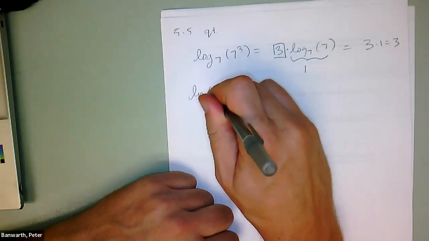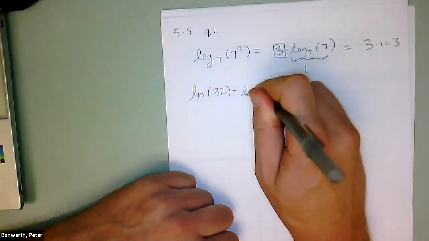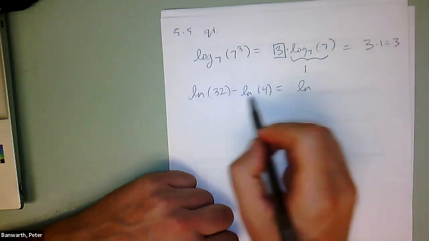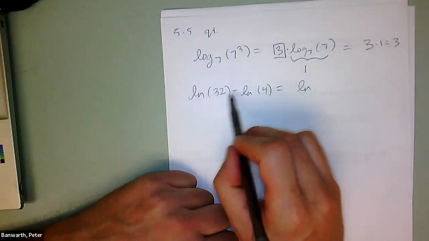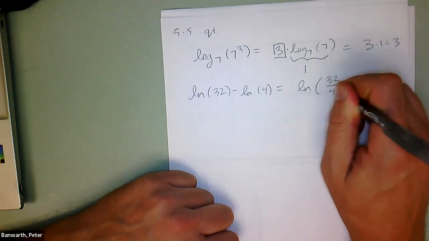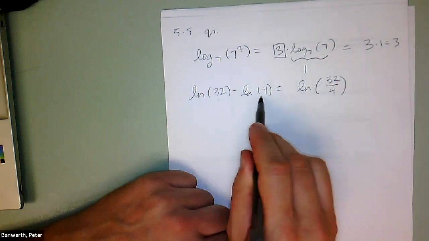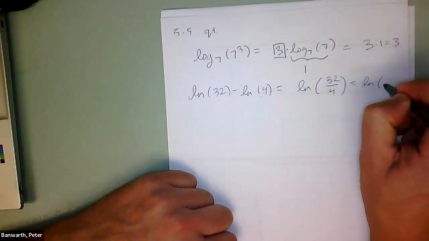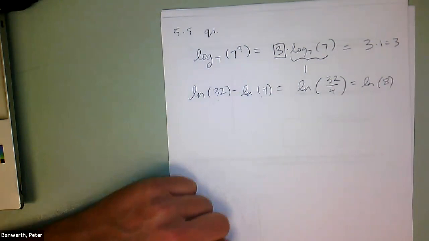Here's natural log of 32 minus natural log of 4. When you're subtracting logs, you divide the two arguments, what go inside the logs. 32 over 4 is 8. So if I wanted to really simplify, I could.